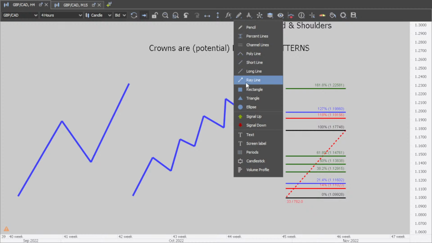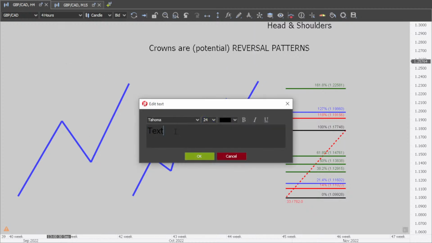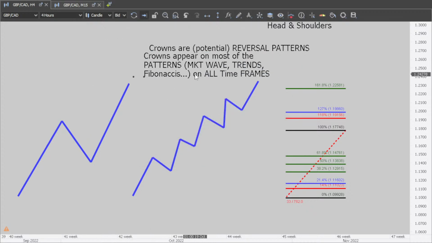Okay? So crowns appear, everybody, yes, on all time frames. So crowns appear on most of the patterns, like market wave that we learned, trends that we learned, Fibonacci's that we learned, on all time frames, okay, everybody?